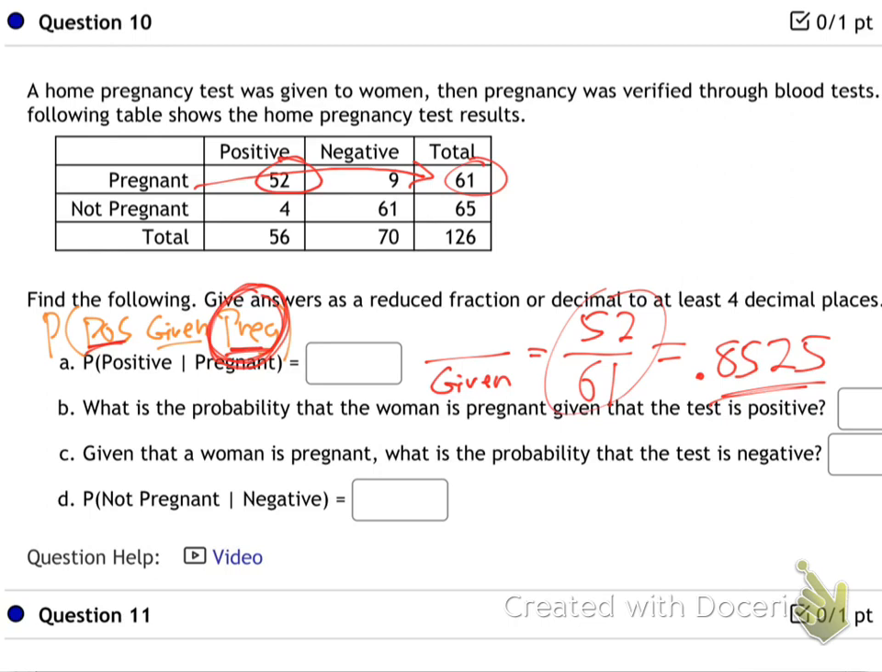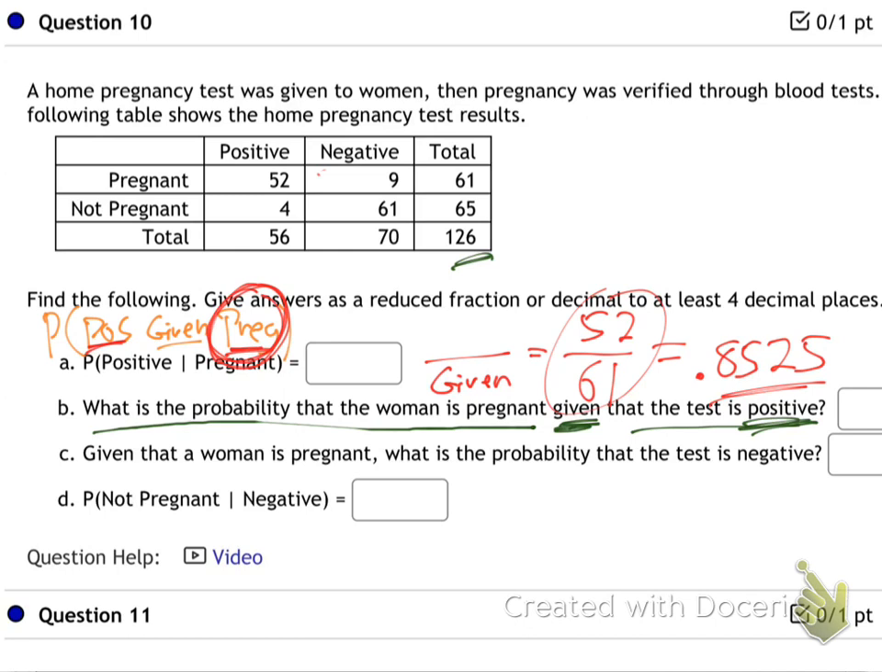What is the probability that the woman is pregnant, given that the test is positive? Try that one. Maybe you already have while I was going on and on. So now they're limiting the field. We're not talking about all 126 people. We're just talking about those who tested positive. A little different than part A.